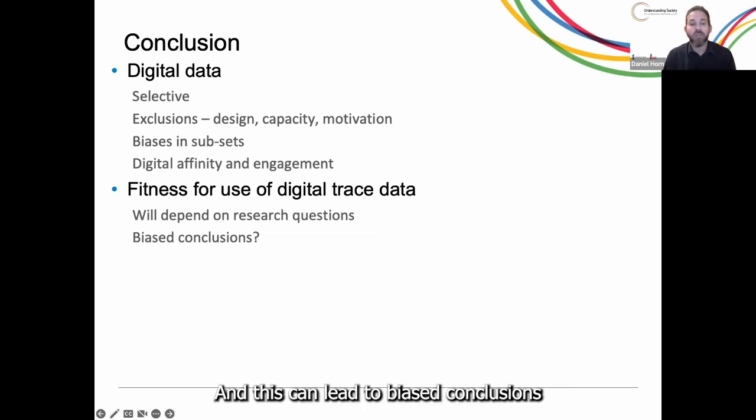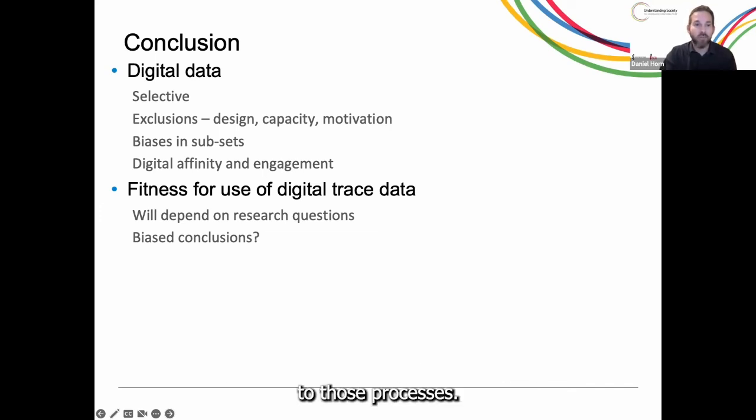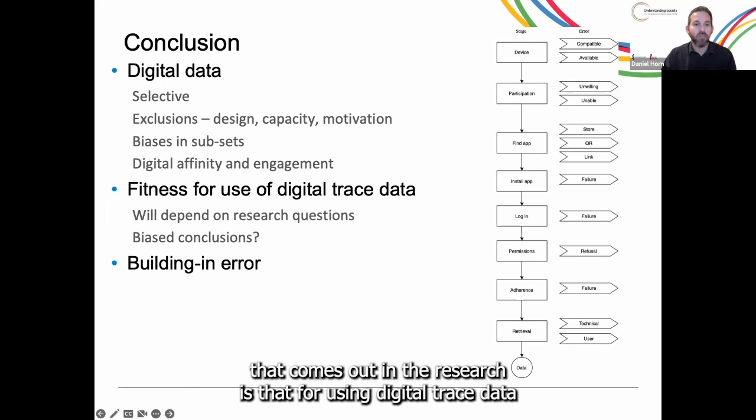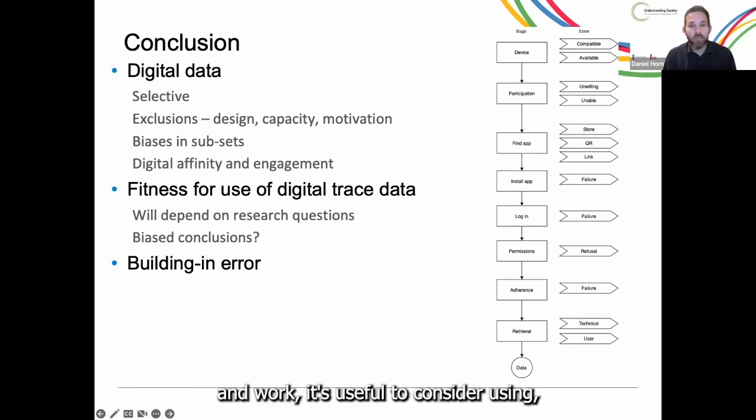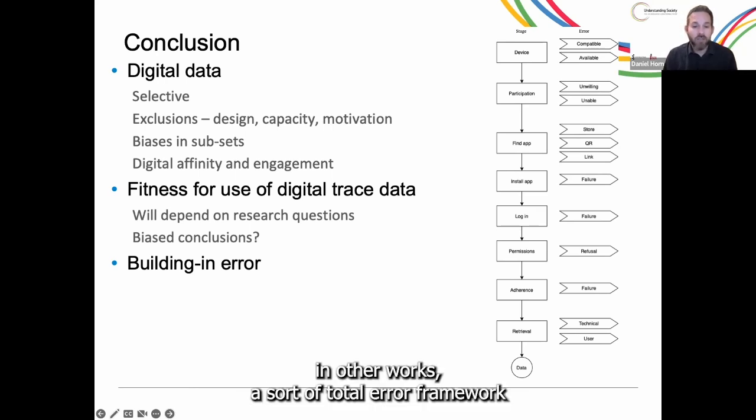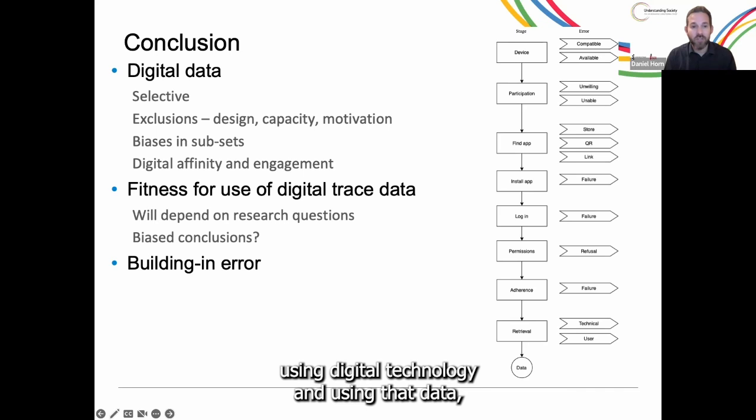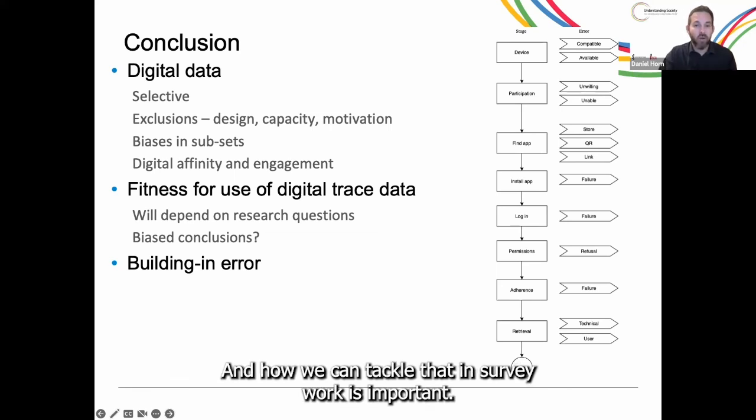And this can lead to biased conclusions about not just the rates of adoption and adherence, but also any factors that are attached to those processes. One of the points that should be mentioned here that comes out in the research is that for using digital trace data, and as we incorporate this into survey methods and work, it's useful to consider using, as has been mentioned previously in other works, a sort of total error framework, that we should look at each stage of the survey process using digital technology and using that data, and where users can be excluded either by design or by motivation, and how we can tackle that in survey work is important.